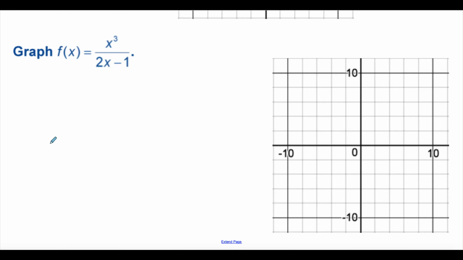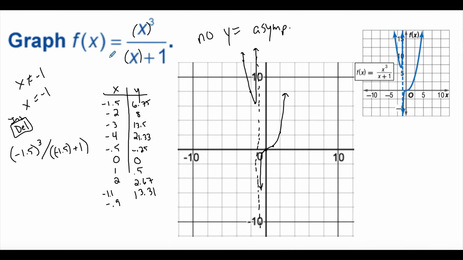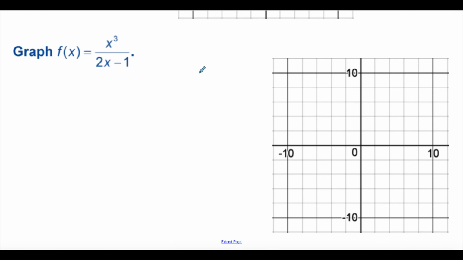Okay, so for this one, go ahead and write the problem down and then look at your notes for the rules. The top degree is a 3, the bottom degree is a 1, so that's just like this one. There's going to be no horizontal asymptote. No y equals asymptote. Alright, so there's just going to be an x equals.